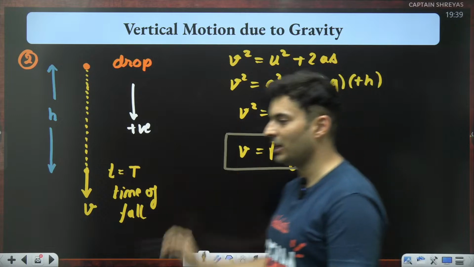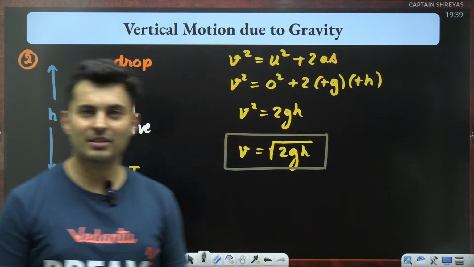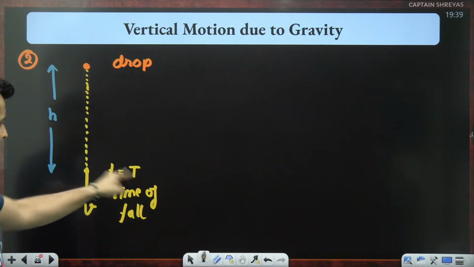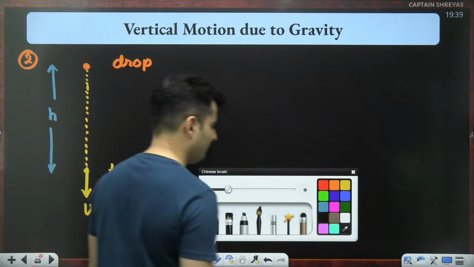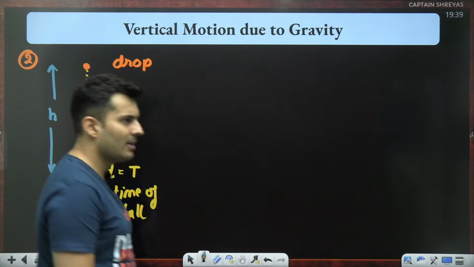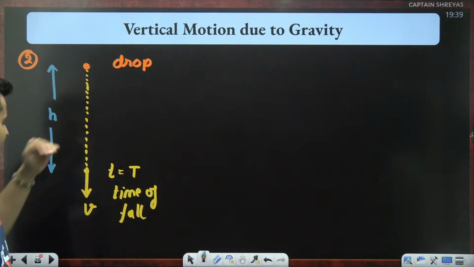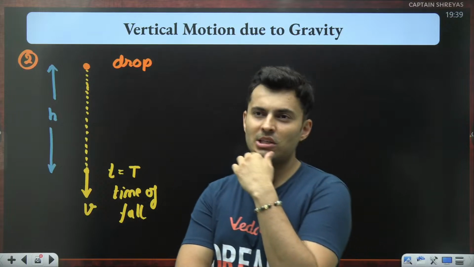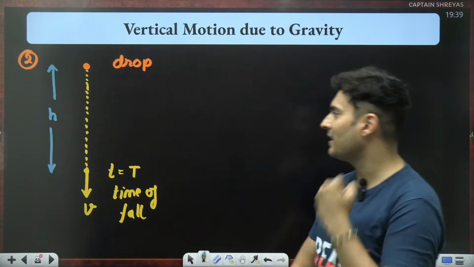You should know this formula. You cannot afford to forget this. Clear till this point? All right. So let's find the last thing, which is the total time of flight. How do I find the time of flight, the time for which it stays in the air? First equation, yes. Second equation will be easy.